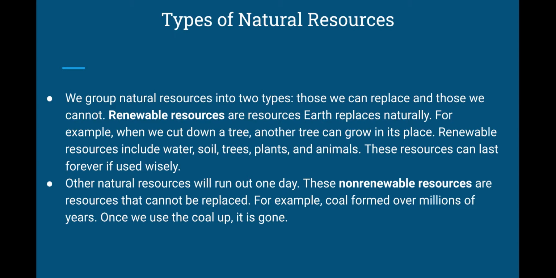Types of resources. We group resources into two types: those that we can replace and those that we cannot. Renewable resources are resources the earth can replace naturally. For example, when we cut down a tree, another tree can grow in its place. Renewable resources include water, soil, trees, plants, and animals. These resources can last forever if used wisely and at the right rate.